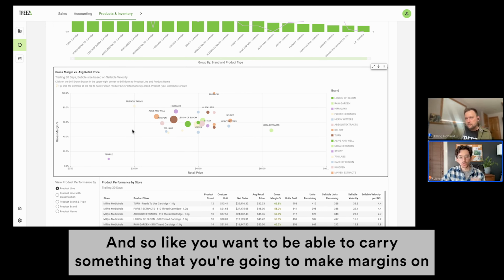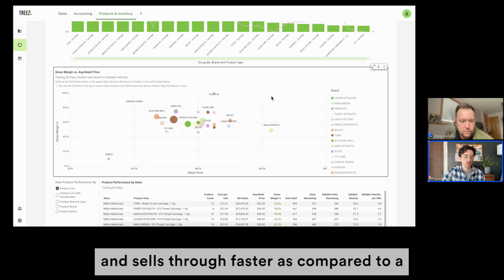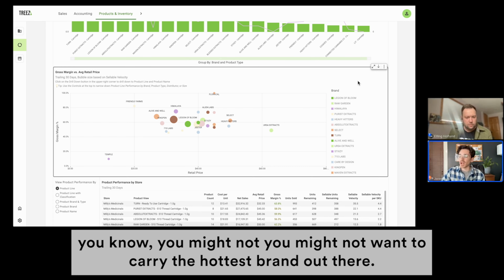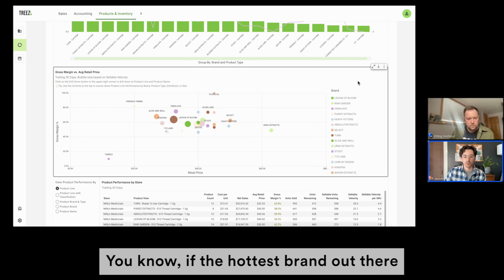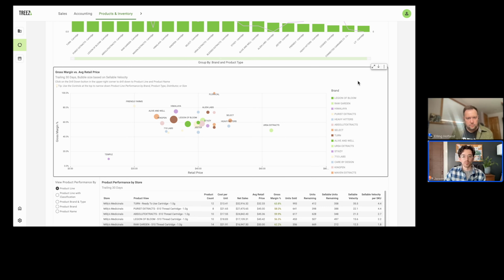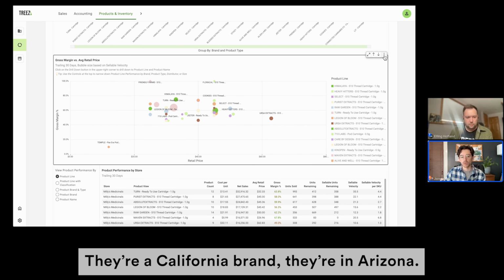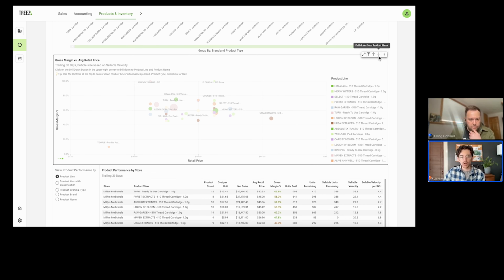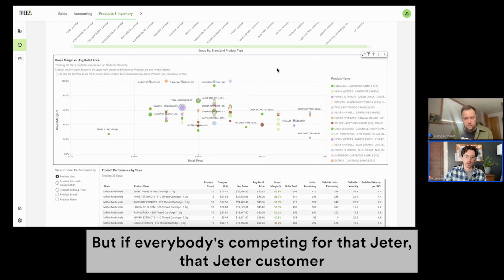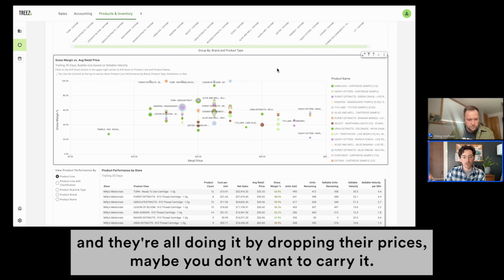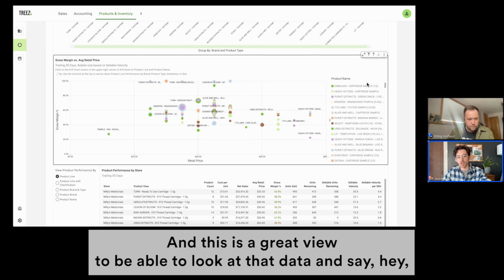You want to carry something that you're going to make margins on and that sells through faster. You might not want to carry the hottest brand out there, if the hottest brand is Jeter. Jeter's a new entrant, a California brand. They're in Arizona, but they just came to Michigan as well. If everybody's competing for that Jeter customer by dropping their prices, maybe you don't want to carry it. This is a great view to look at that data.